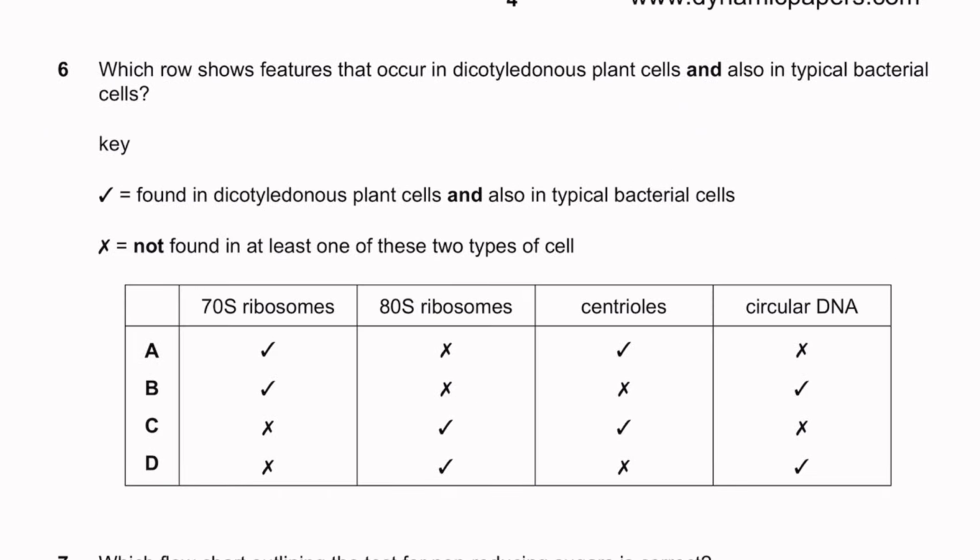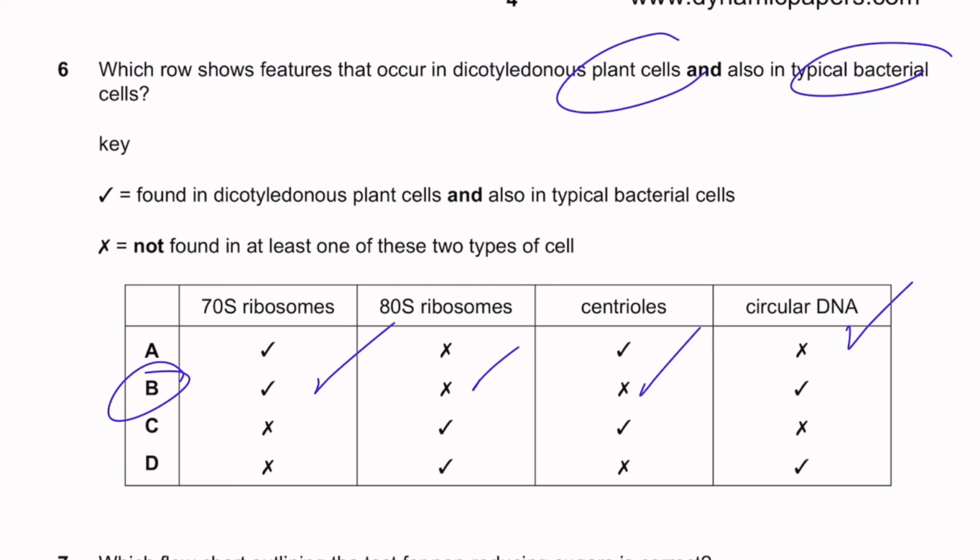6. Which row shows features that occur in dicotyledonous plant cells and also in bacterial cells? Let's see. 70S ribosomes, 80S ribosomes, centrioles, and circular DNA. Okay, we both have circular DNA. Obviously, with "we," I mean plant cells and typical bacterial cells. Do they have centrioles? Actually, neither the plant cell nor the bacterial cell has centrioles. Centrioles are only found in animal cells. Okay, so this is an X. 80S ribosomes are not found in typical bacteria. Okay, they only have 70S ribosomes. 70S ribosomes are found in both, so that's B.